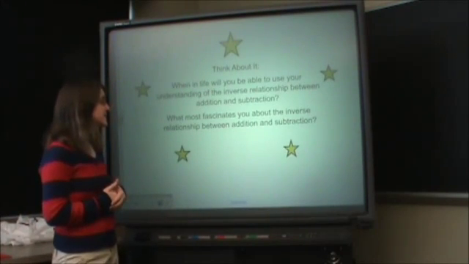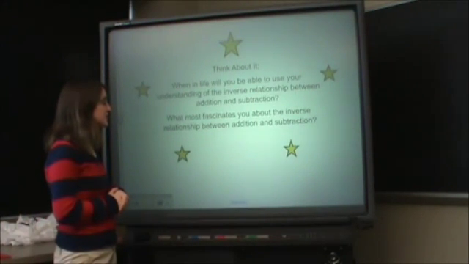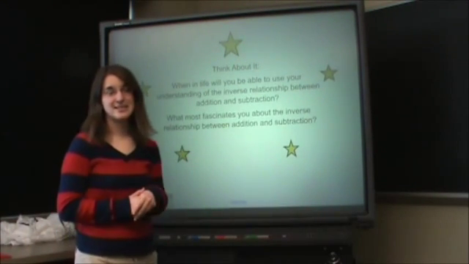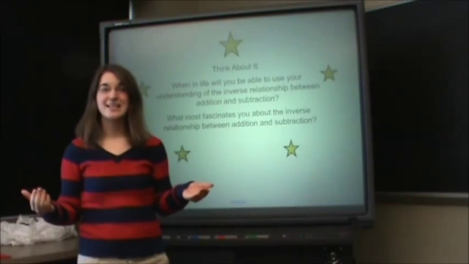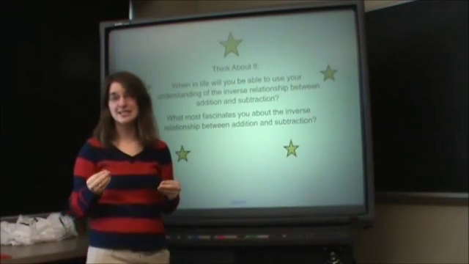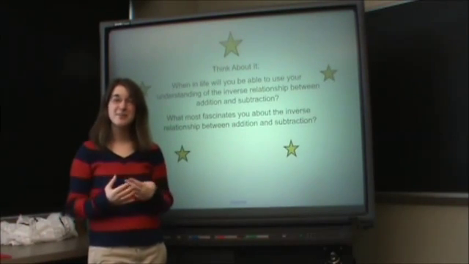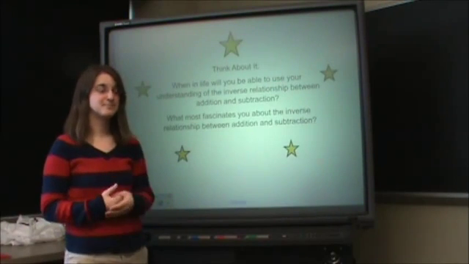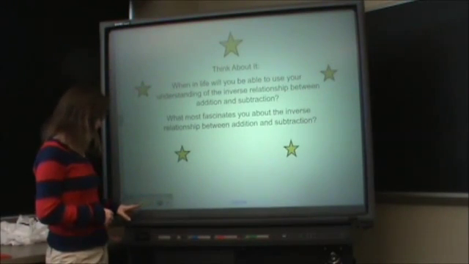So what most fascinates you about the inverse relationship between addition and subtraction? I would say what fascinates me the most is that you can take these same three numbers and say so many different sentences with them. You can say 4 different number sentences, and that's a lot. You can do a lot with those different number sentences. All right, so let's get started.